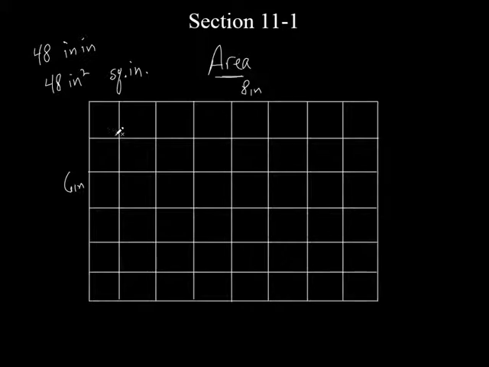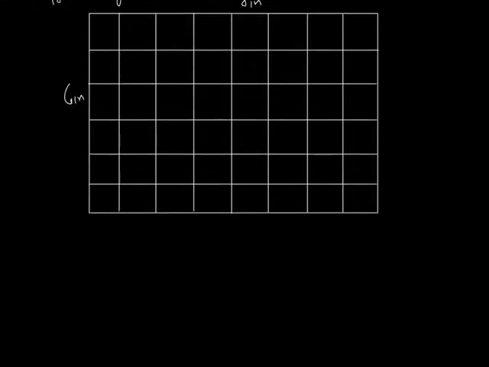So this one was pretty simple. All right, that's why I always like to start off with this one, because that's pretty easy. 8 by 6, 8 times 6 is 48. And then that's 48 squares, 48 square inches. So let's come up with a little formula for the area of a rectangle.